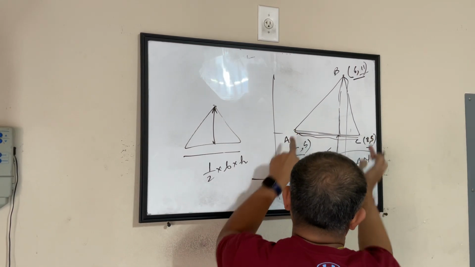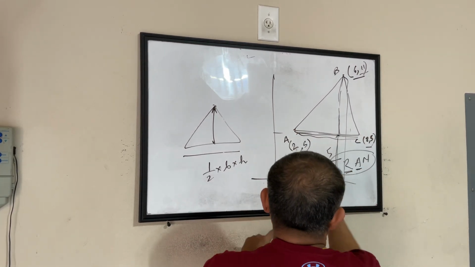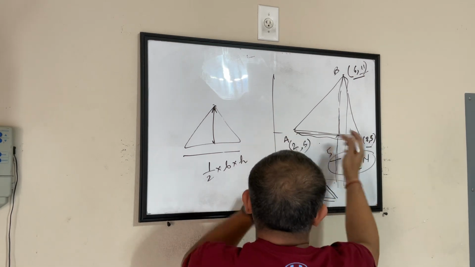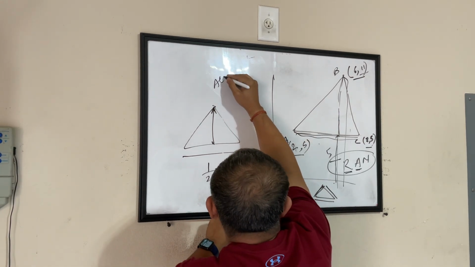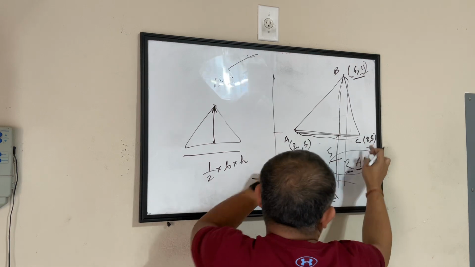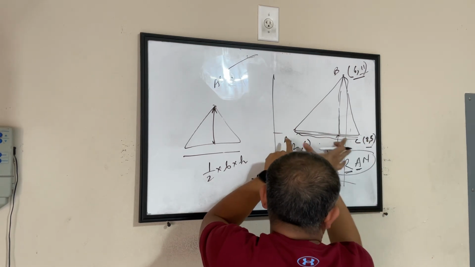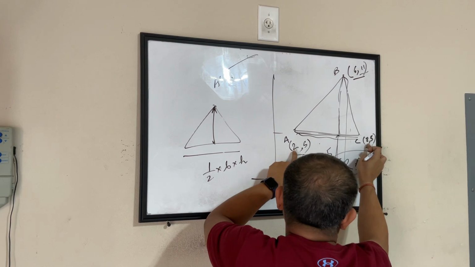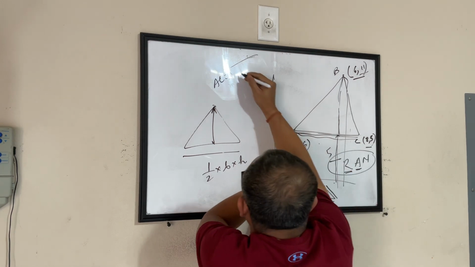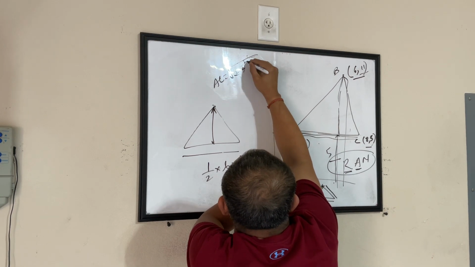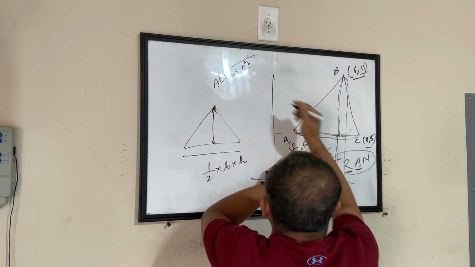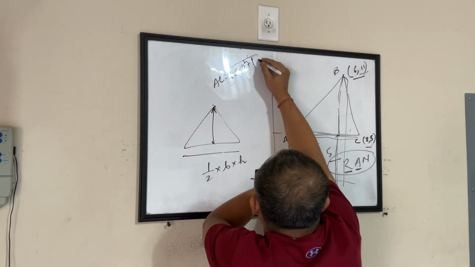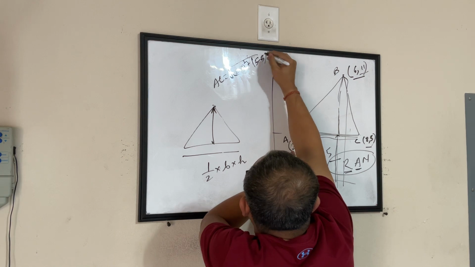Can I find the base? From here to here, distance formula says, distance between A and C is the square root of the x coordinate difference square plus the y coordinate difference square. So x coordinate is here 8, here it is 2. 8 minus 2 is square. Plus y coordinate difference square. Both the y coordinates are same. So 5 minus 5 square.